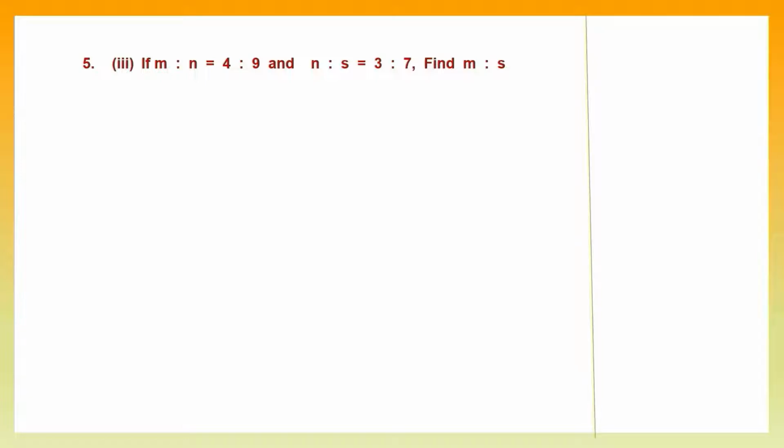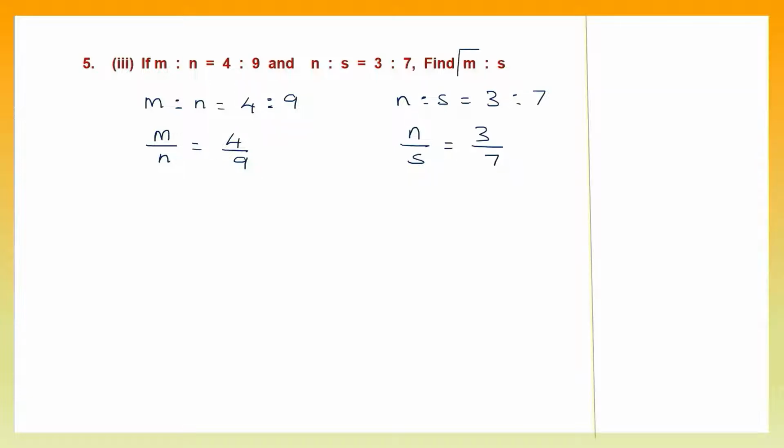So let's start. So m is to n is 4 is to 9. I can write it as m by n is equal to 4 by 9. Similarly, n is to s is 3 is to 7. I can write it as n by s equals 3 by 7. Now, look at the question. We have to find m is to s. That means we need to leave out n. Now, how do we do that?